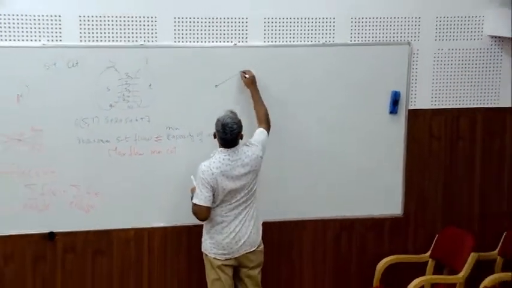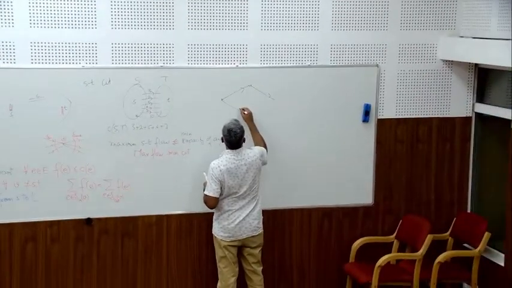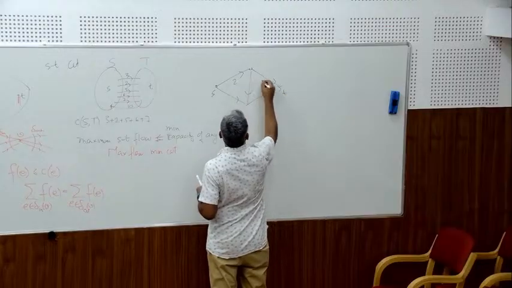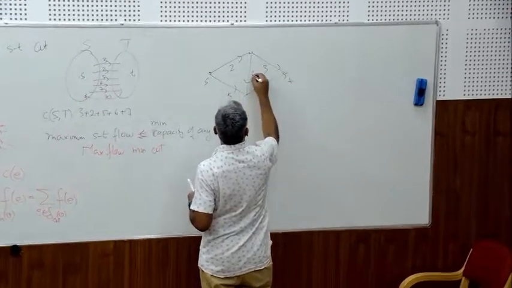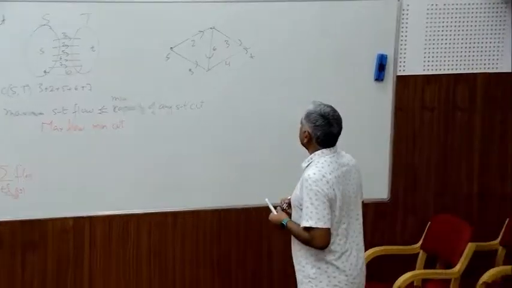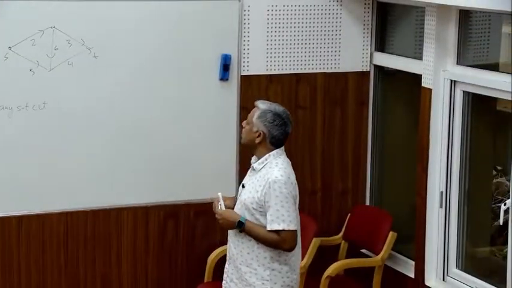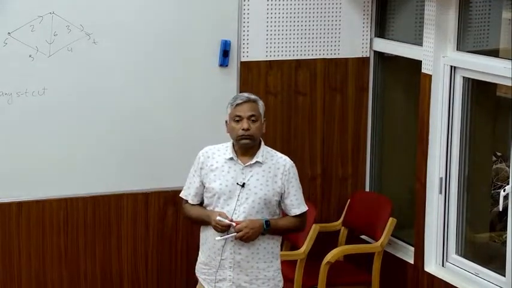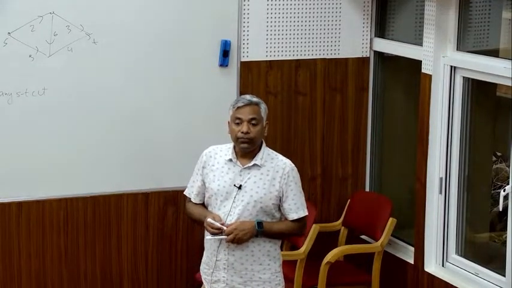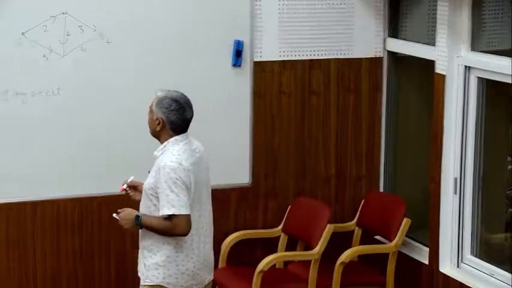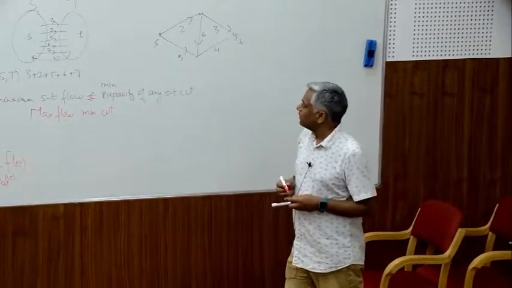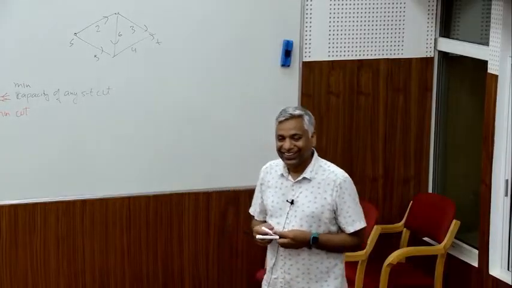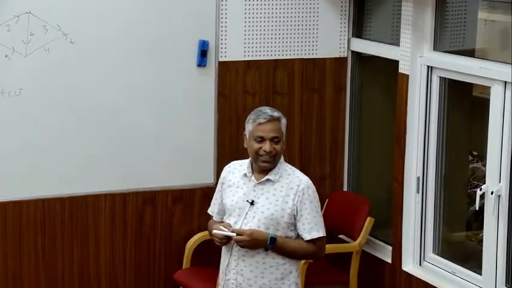So suppose a simple network: S, T, 2, 3, 4, 5, 6. Okay, who can tell me what's the maximum flow that can go from S to T? 7? 6? 5?